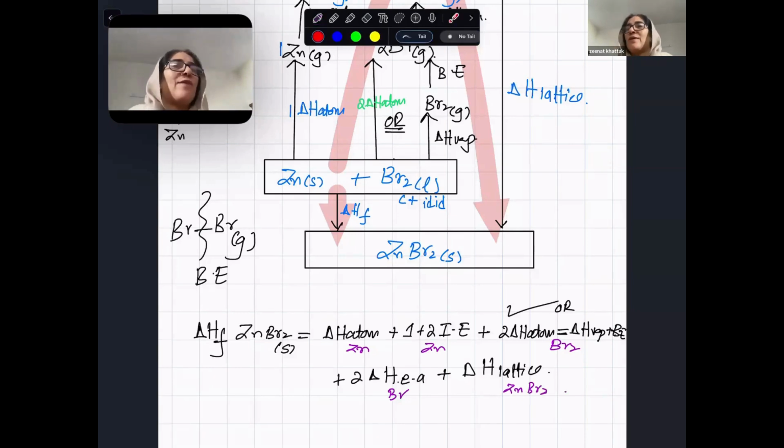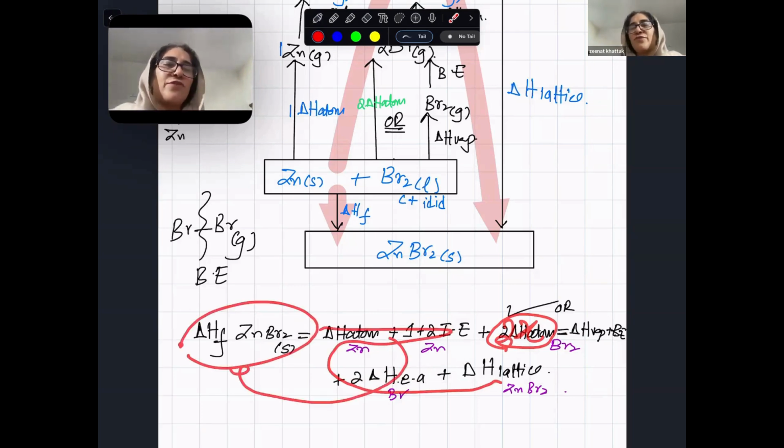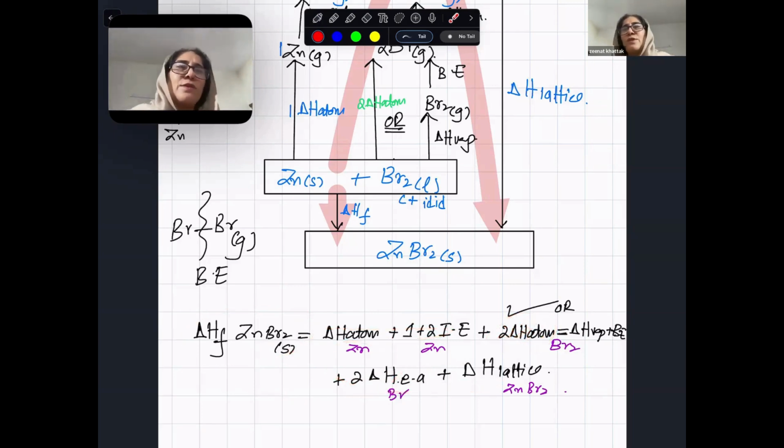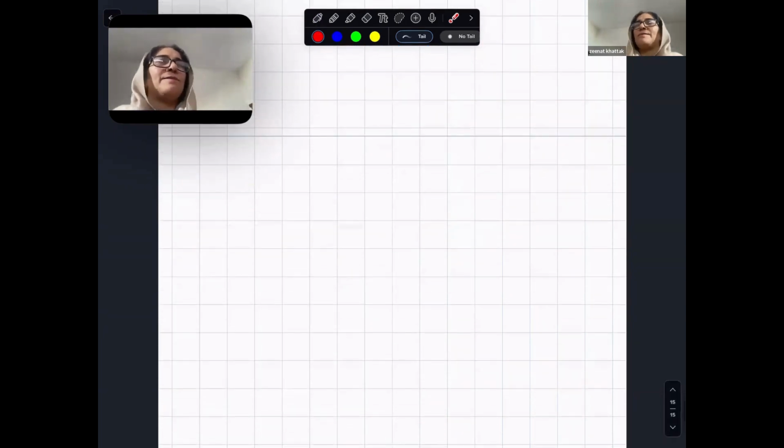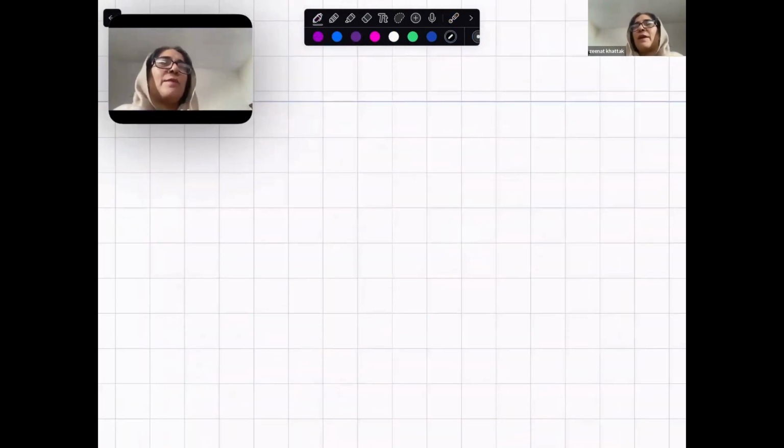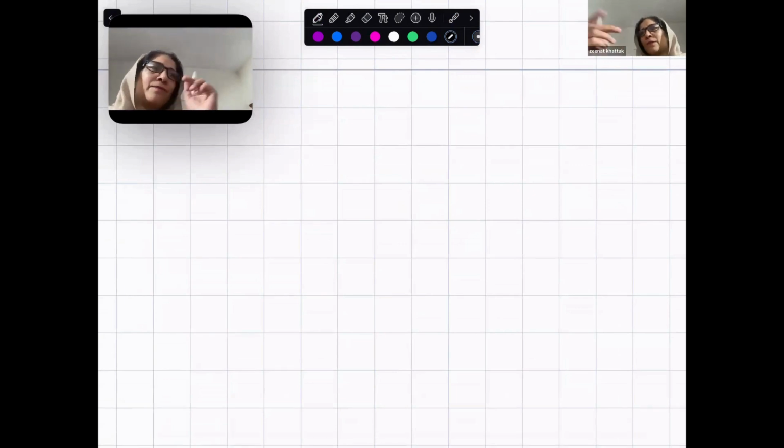So whatever is unknown, suppose this one is unknown, this is 2x. The rest are added and subtracted from this. You'll get your answer. Can we apply exactly the same? Can we do it for magnesium?